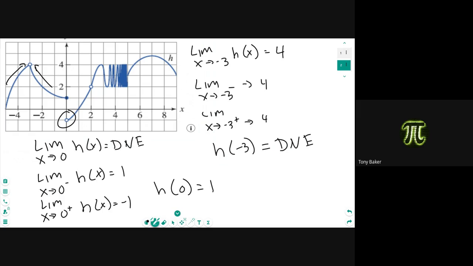Okay, but that limit doesn't exist because it's going to 2 different points. What kind of discontinuity is this? Is it removable or non-removable? This one's non-removable because the limit doesn't exist. It's going to 2 different points. Okay.